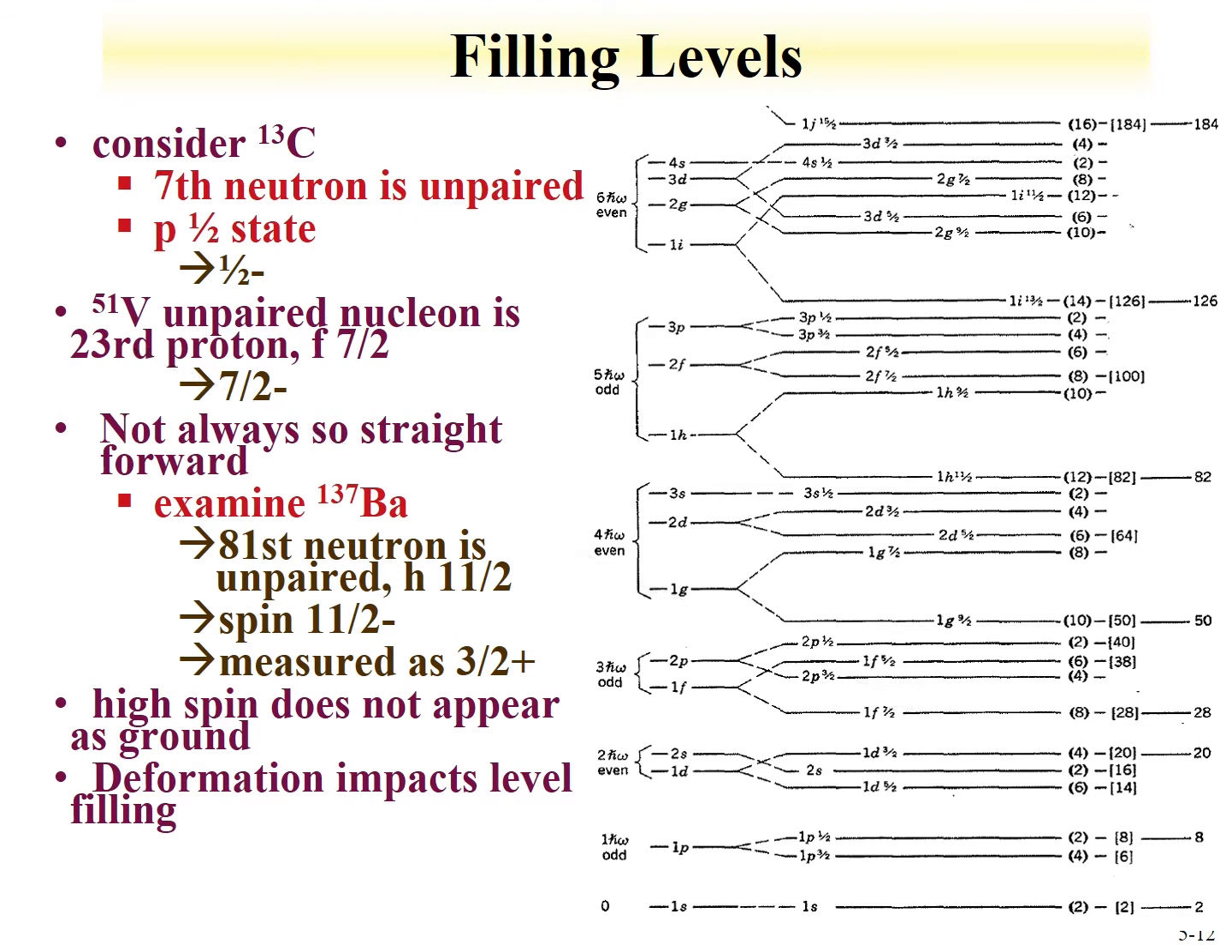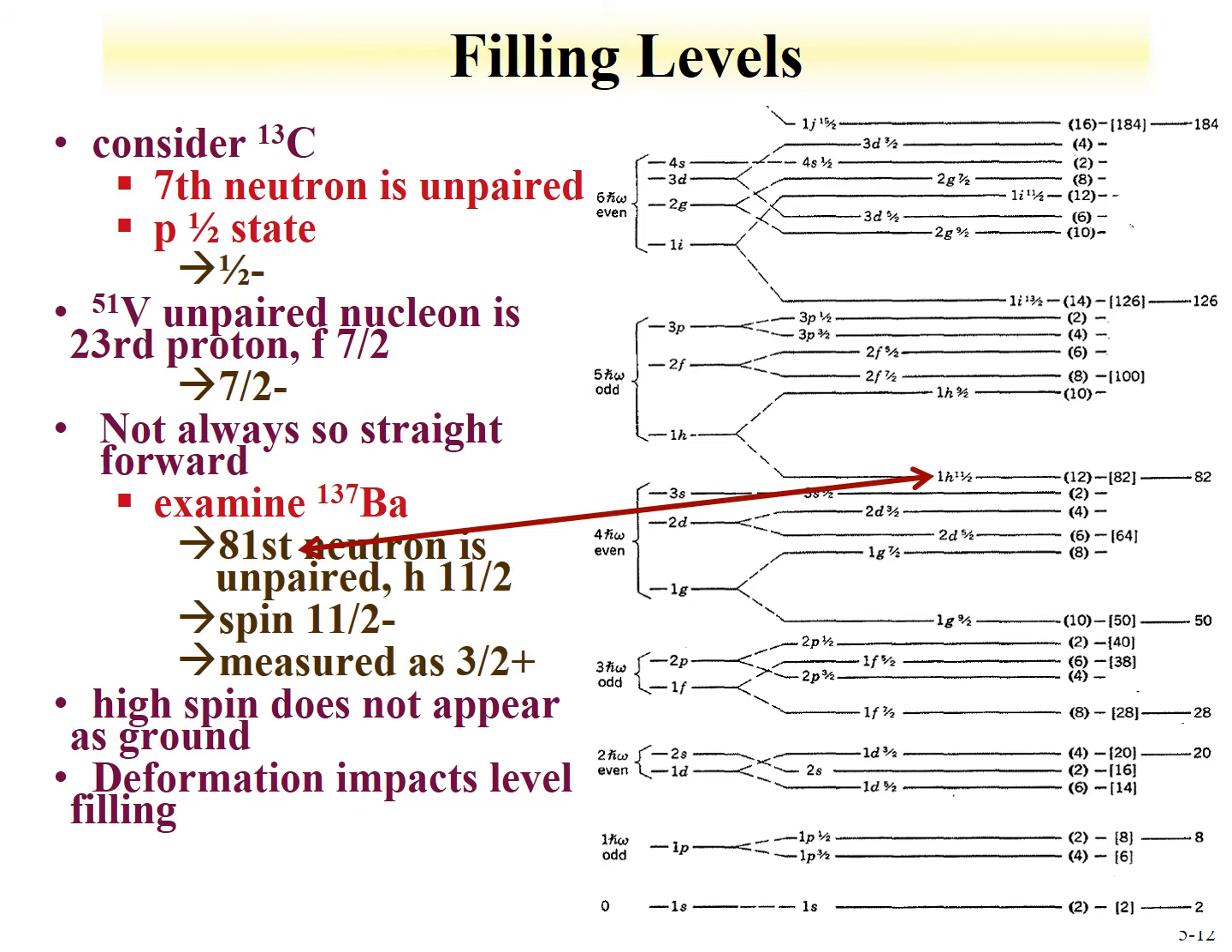Now, the shell model isn't always correct, and as an example, let's consider barium-137. The 81st neutron is unpaired in barium-137. That would leave a hole, right, in an almost completely filled 82 nucleons. So 81 is the 1h 11/2 state. That would be 11/2 minus. And if you look at the table of the isotopes for barium-137, you see that it is actually 3/2 plus.